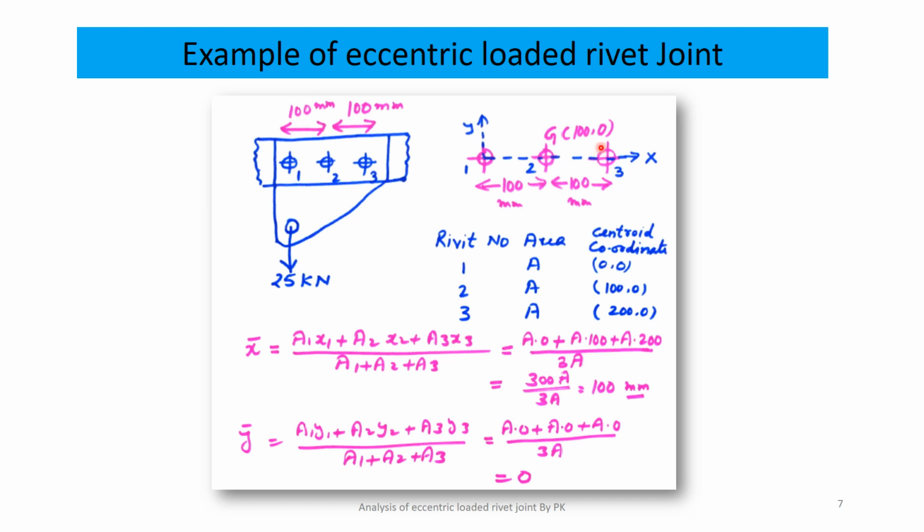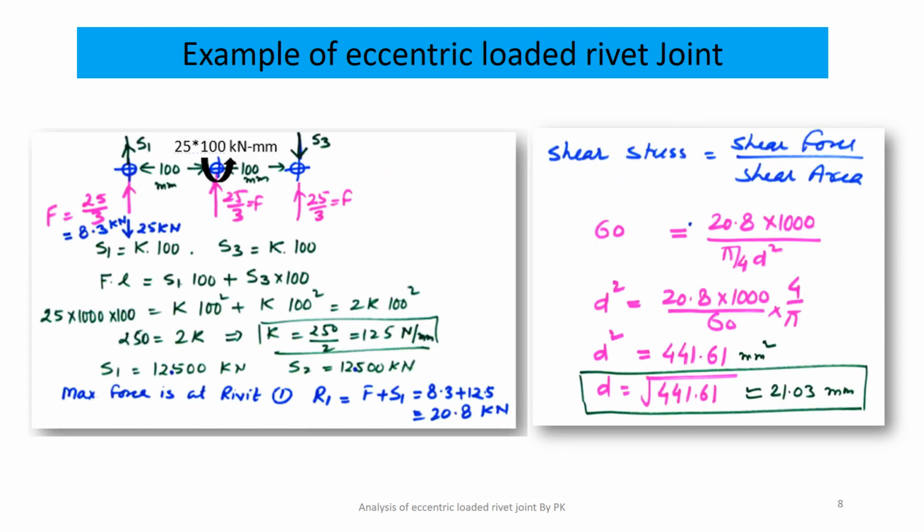First of all, we have found the coordinate of this centroid, and now next we have to analyze the primary and secondary shear force because of this 25 kN load. Because of this 25 kN force which is acting in the downward direction, a primary shear force is acting in all the rivets in the upward direction. Because all the rivets are identical in nature, the total force of 25 kN is divided equally among all the rivets. So on the first rivet it is 25 by 3, on the second rivet also 25 by 3, and on the third rivet also 25 by 3, so it comes out to be 8.3 kN.